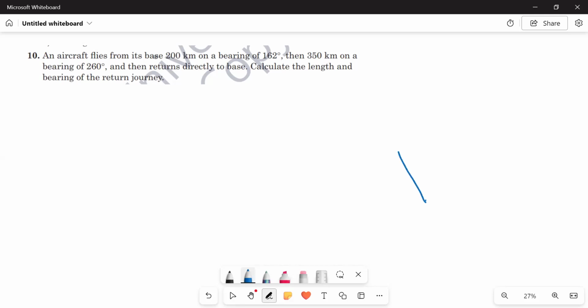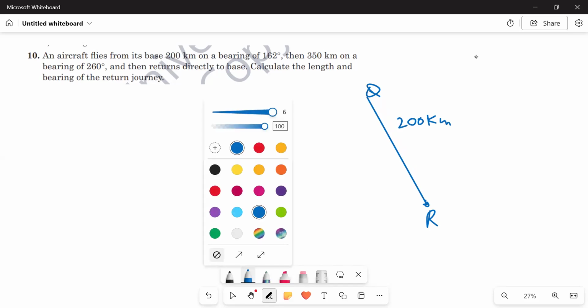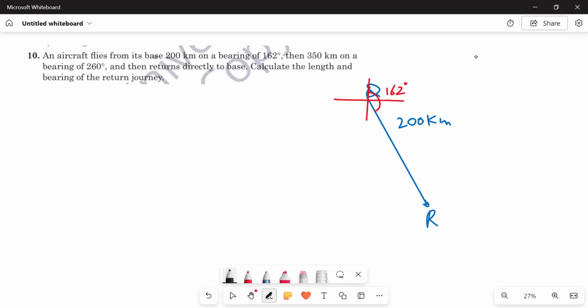So this is the base. If we take this as the base, then this aircraft is at the bearing of 162 degrees. I'm going to call it R, and this one is Q, and its distance is 200 kilometers. Okay, and its bearing is, let me draw its bearing. So its bearing is 162 degrees.